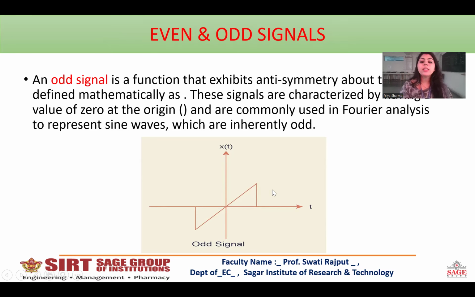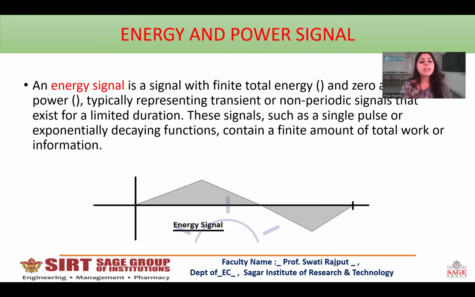It is a function that exhibits antisymmetry. Antisymmetry means if we invert it, we will not get the perfect symmetry. These signals are characterized by a value of 0 at the origin and are commonly used in Fourier analysis to represent sine waves, which are inherently odd. Okay. Now we'll study about energy and power signals.